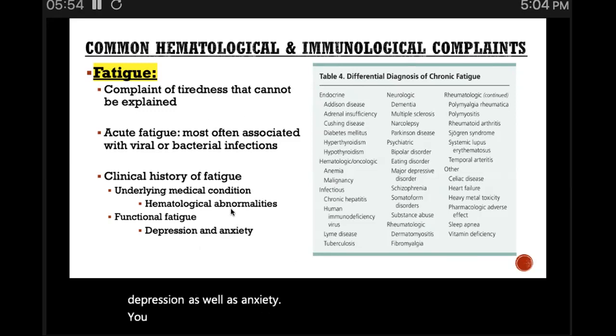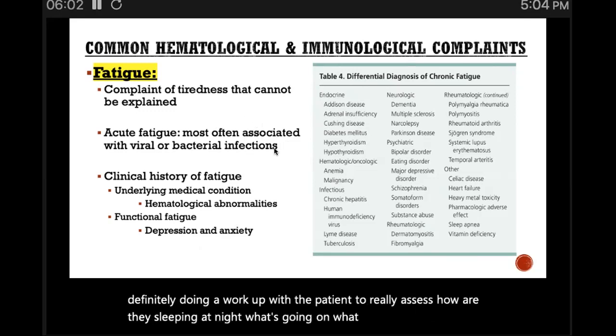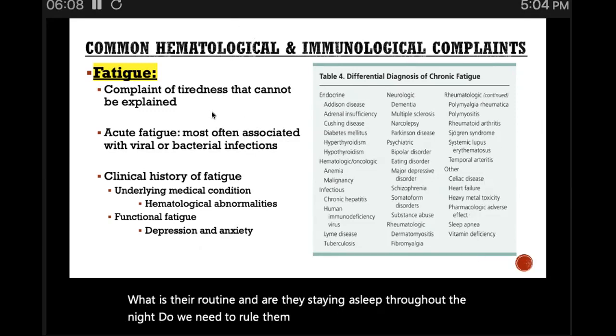When you're looking at fatigue, the symptom of fatigue, we're definitely doing a workup with the patient to really assess how are they sleeping at night? What's going on? What are their sleep habits? What is their routine? And are they staying asleep throughout the night? Do we need to rule them out for sleep apnea?